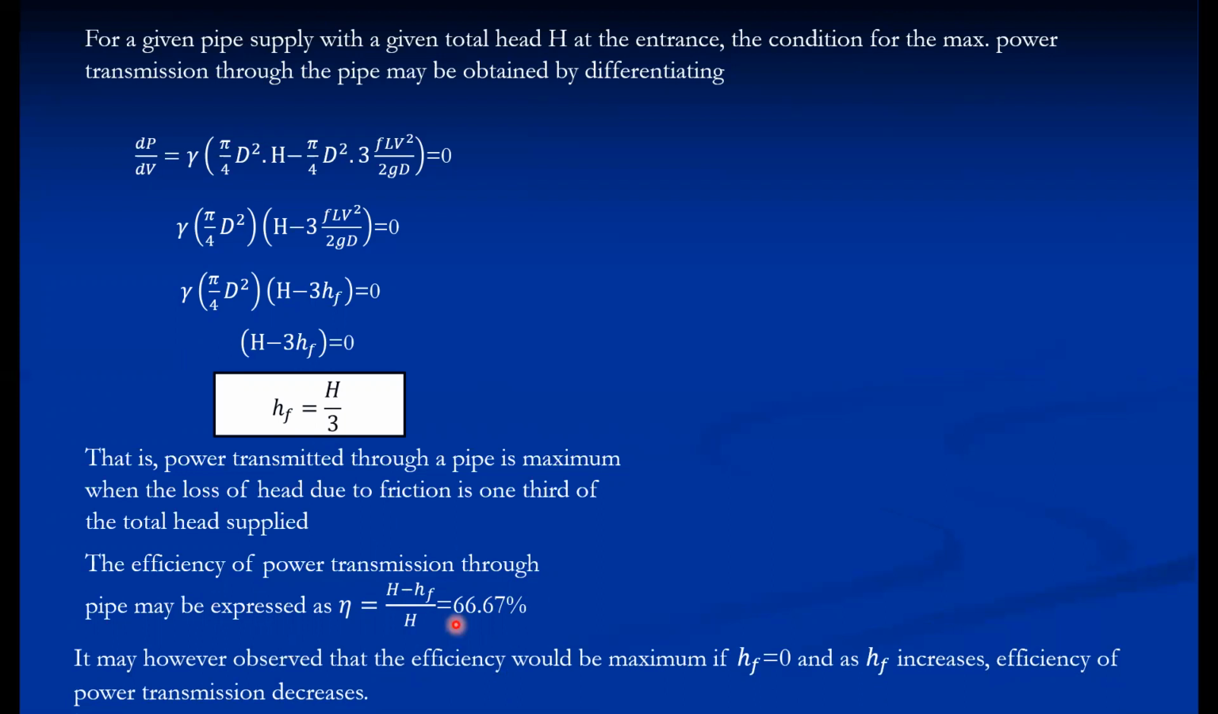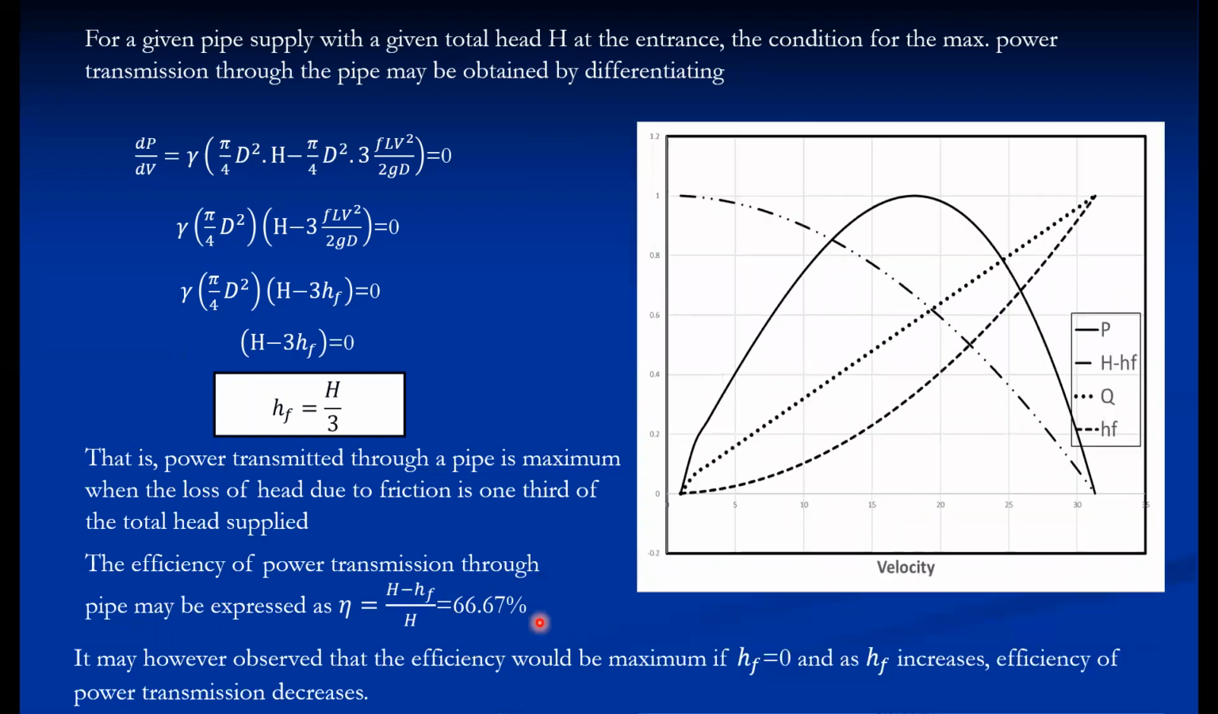It may be observed that if HF is equal to 0, the efficiency is maximum. But in that circumstance, the power is not maximum. That is possible only when there is no flow. Practically it is not possible to have a 0 value of HF, because if HF is 0, velocity is 0, meaning no flow. As HF increases, the efficiency of power transmission decreases, but this is the efficiency where we get the maximum power.